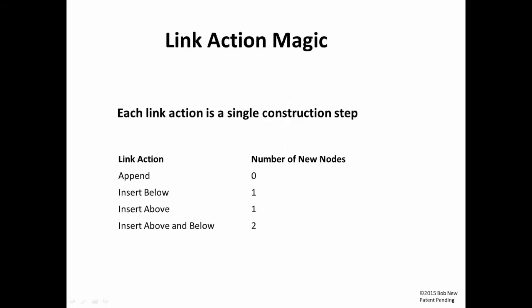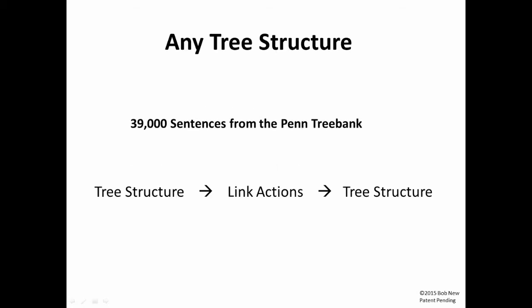So this is really the magic of this left-to-right construction method. Each link action defines 0, 1, or 2 new nodes to add to the tree structure. Each link action defines a compound action that becomes a building block for the construction process. This left-to-right tree construction process with link actions works for any tree structure.